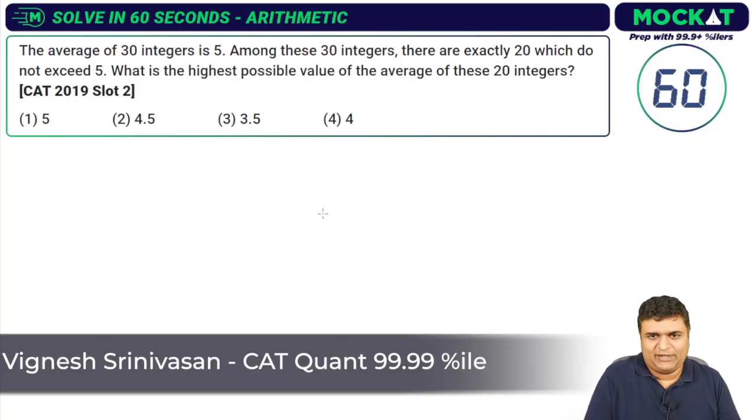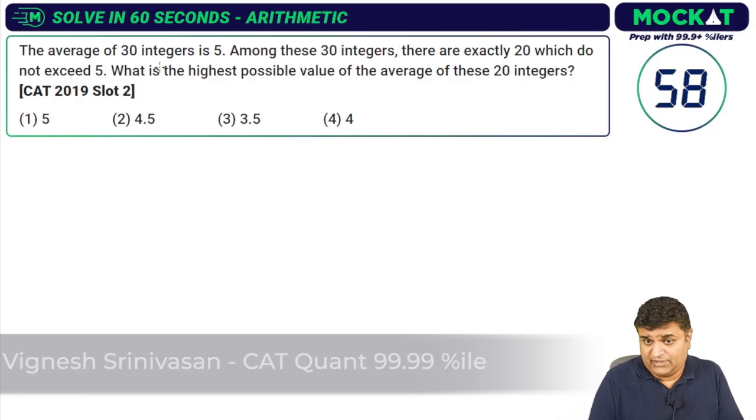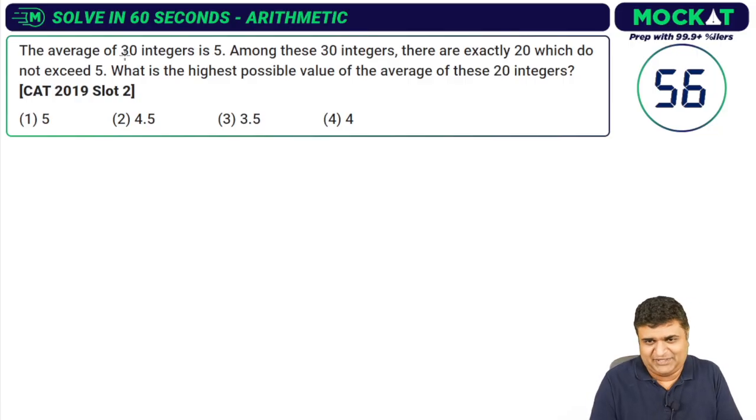Let's look at a CAT 2019 slot 2 question. Start the timer. The average of 30 integers is 5. The moment we say average, we know the total over here is going to be 30 times 5, that is 150. Among these 30 integers, there are exactly 20 which do not exceed 5.